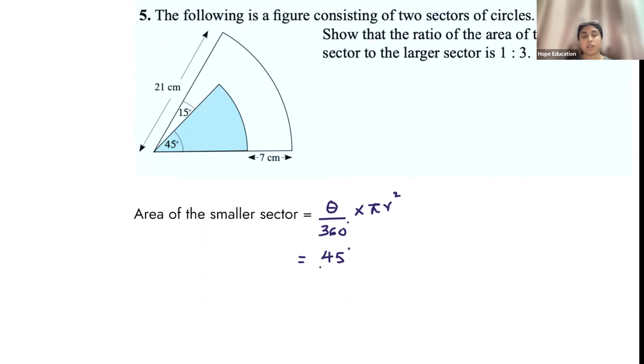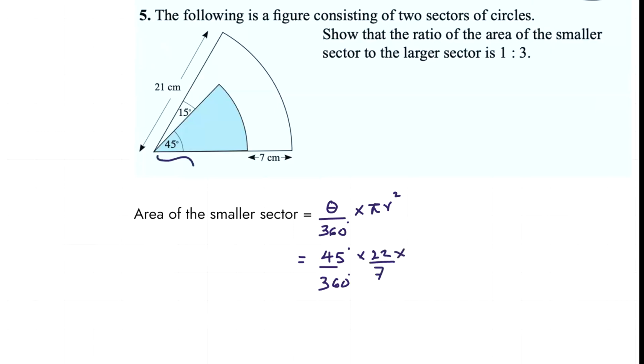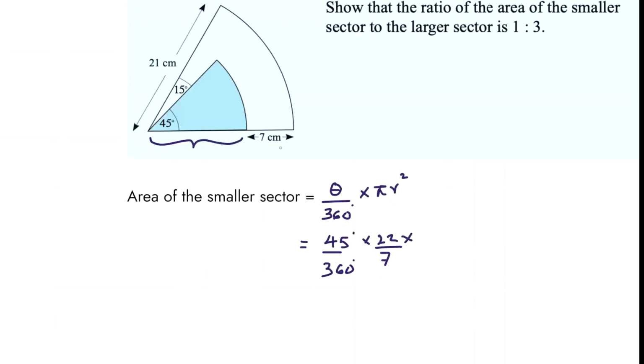What is the radius of the smaller sector? What is the radius of the smaller sector, Lamai? 14 centimeters. Okay, others, do you all think 14 or any other answers? 14 centimeters. 14. Because the big sector has 21 centimeters, this little gap is 7, so 21 minus 7 is 14.